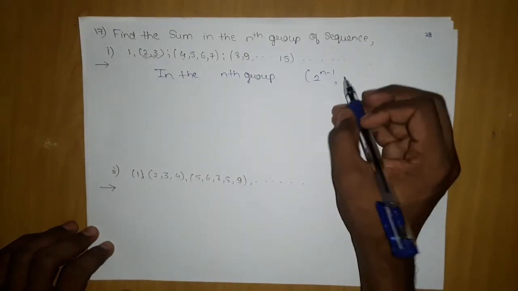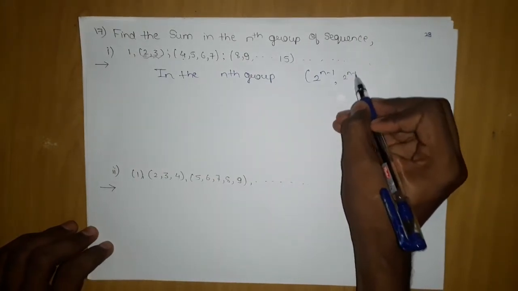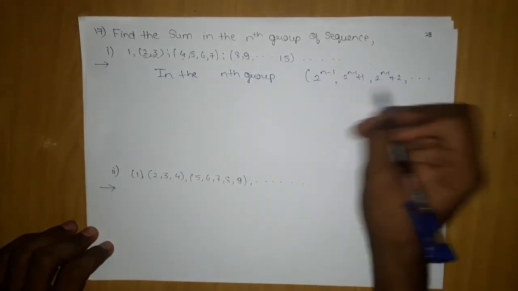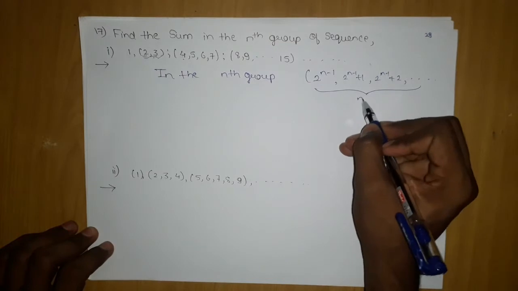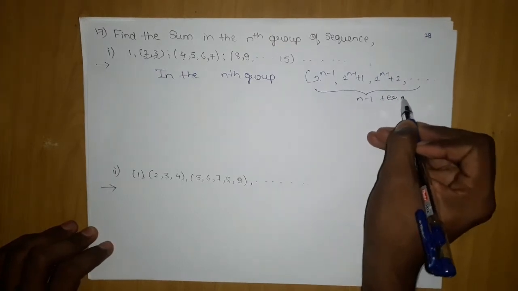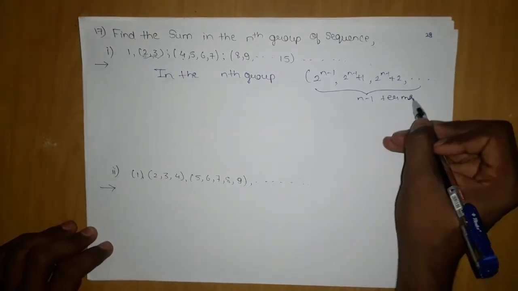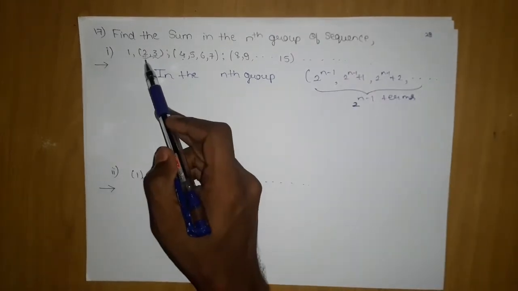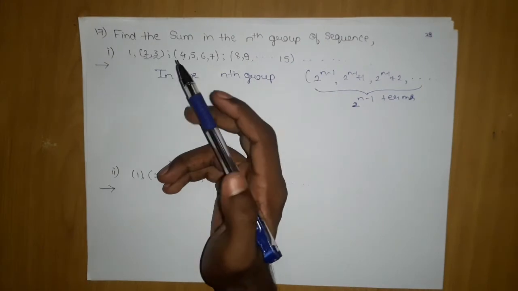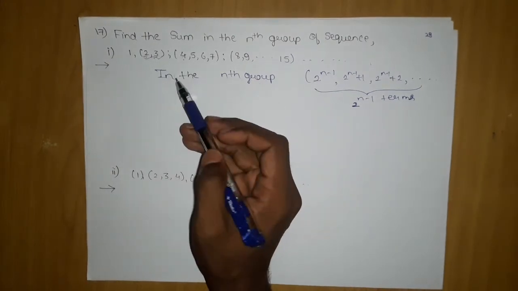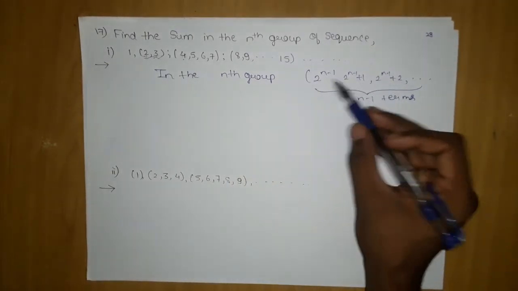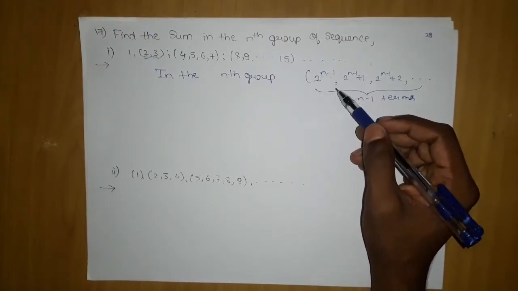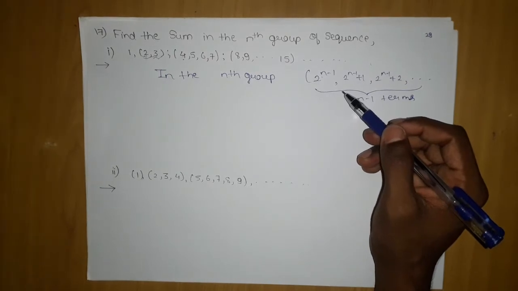Similarly here, it will be 2 power n minus 1 plus 1, 2 power n minus 1 plus 2, and so on. How many terms? 2 power n minus 1 terms, whatever its value. Like here it was 2 power 1, which is 2, and here it was 2 power 2, which was 4, so here 4 terms are there. So likewise, here the starting term power is 2 power n minus 1, so the number of terms will be 2 power n minus 1.